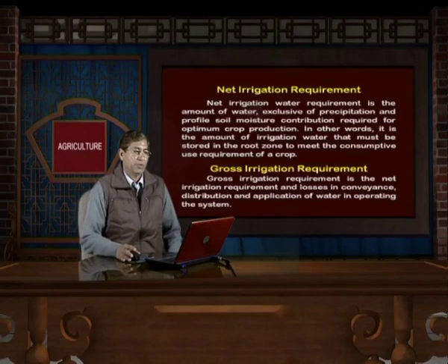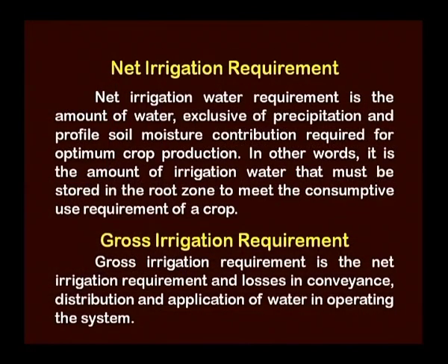Net irrigation requirement. Net irrigation water requirement is the amount of water, exclusive of precipitation and profile soil moisture contribution, required for optimum crop production. In other words, it is the amount of irrigation water that must be stored in the root zone to meet the consumptive use requirement of the crop.